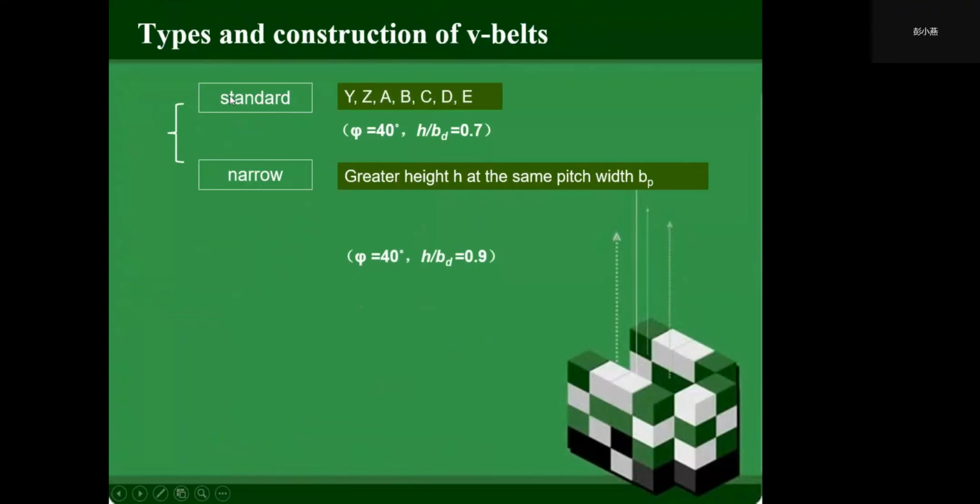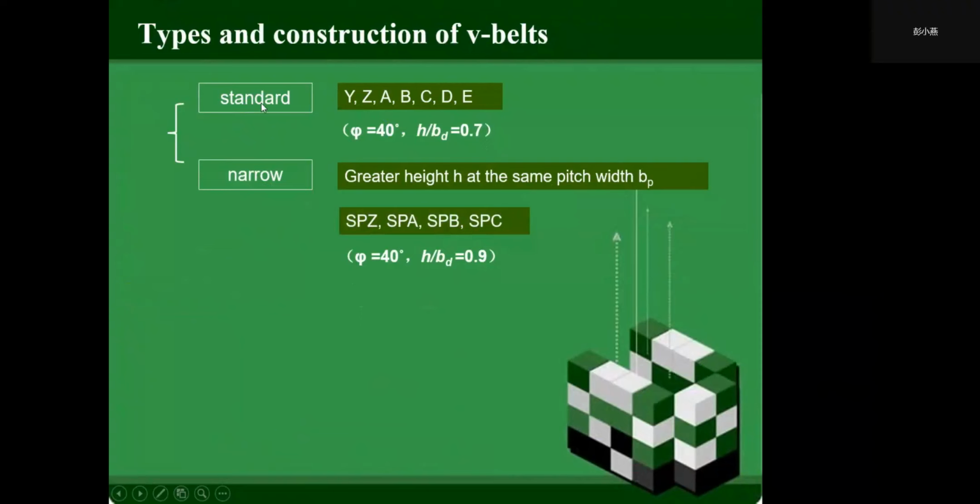Standard V-belts are designated by letters Y, Z, A, B, C, D, E, with an increased area of cross section. And narrow V-belts have greater height at the same pitch width BP and are labeled SPZ, SPA, SPB, and SPC for different cross-section sizes.